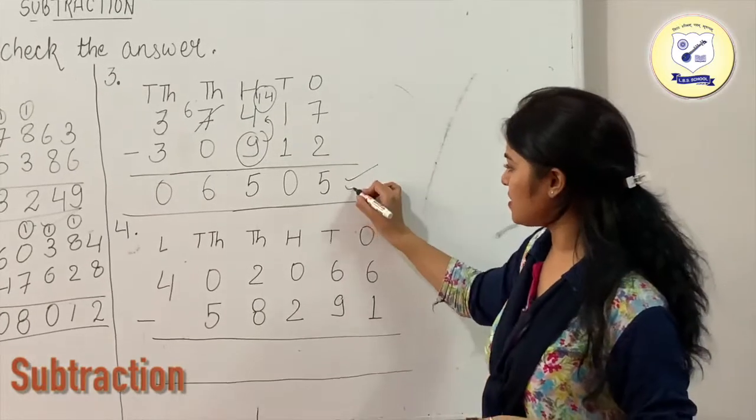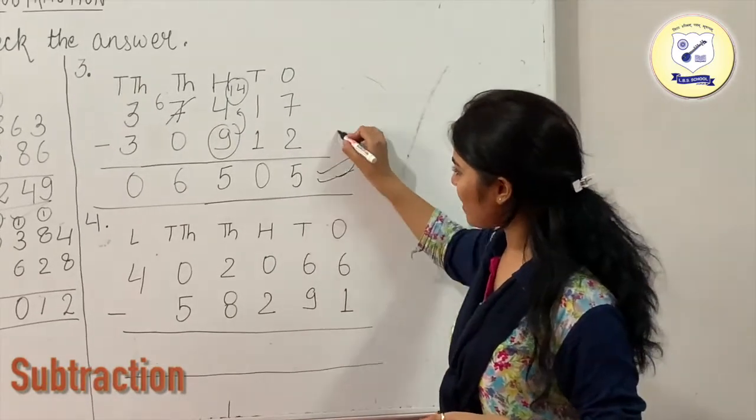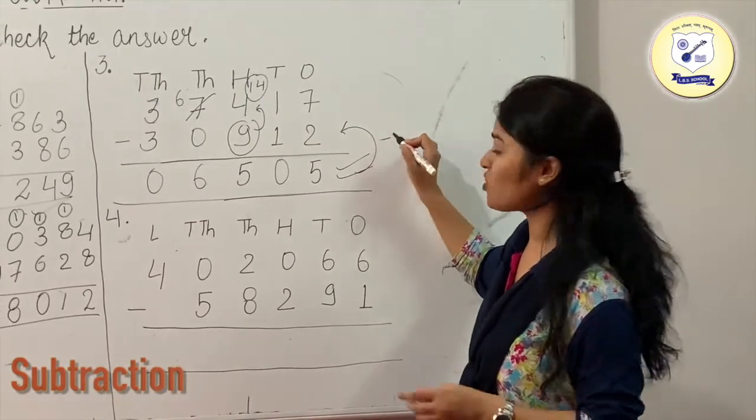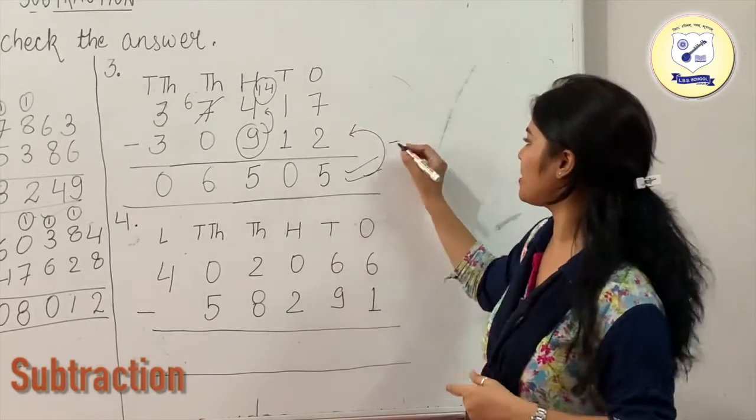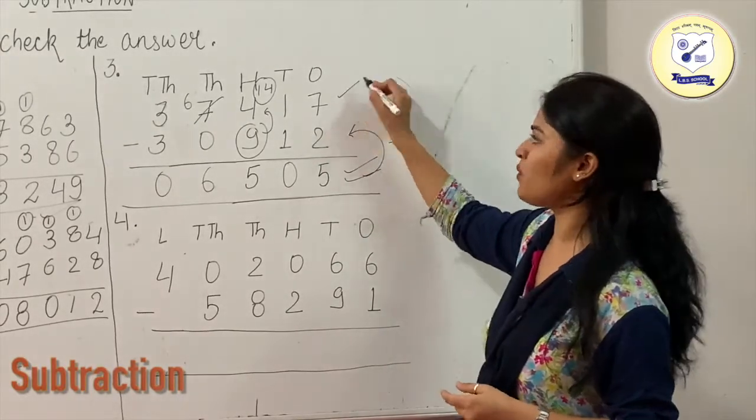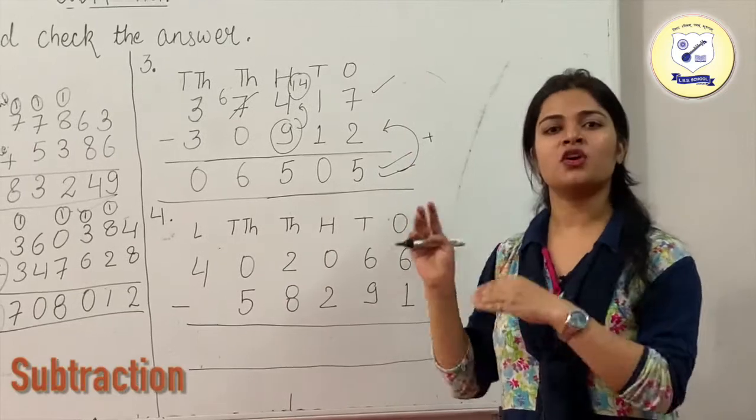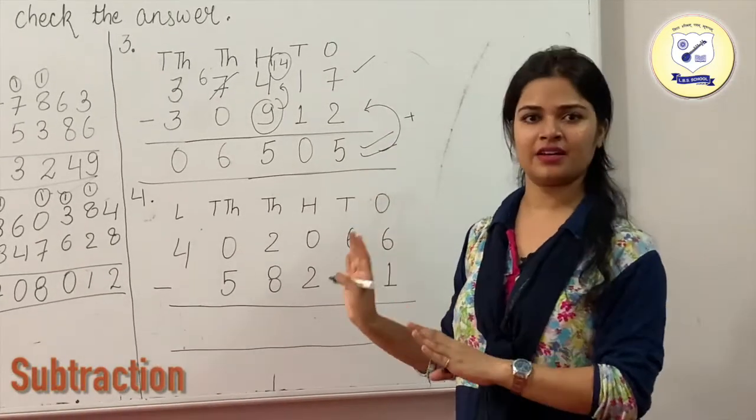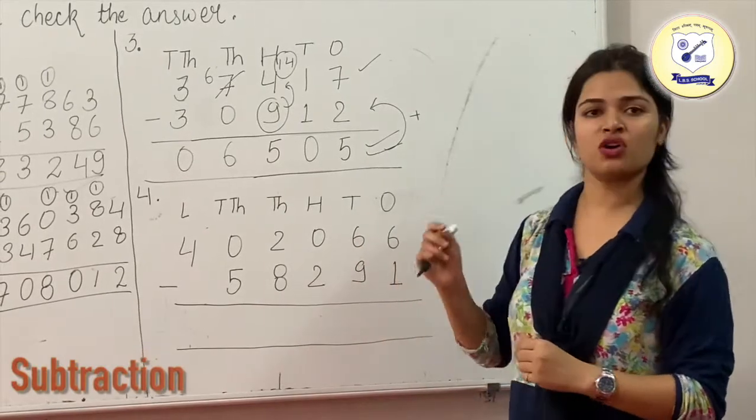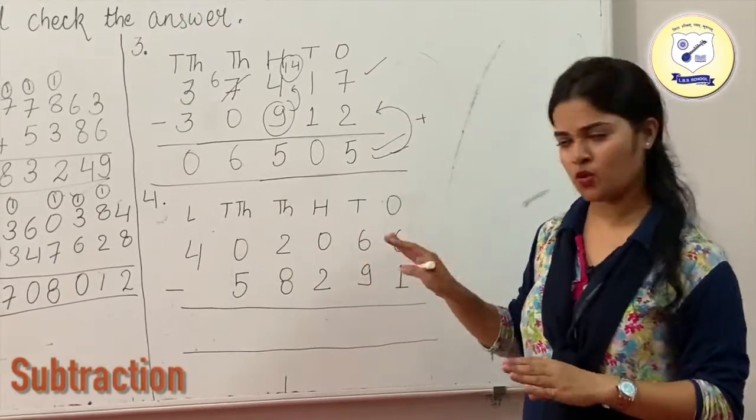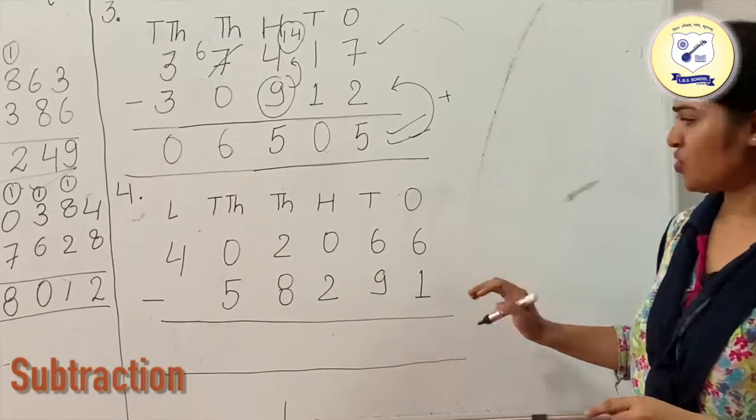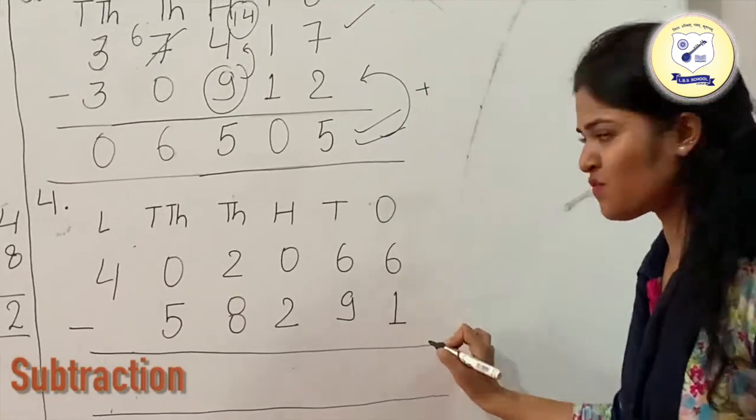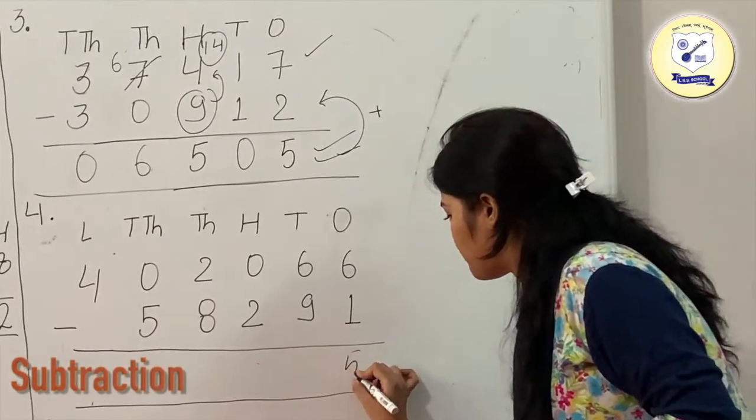For that, this is your difference. You need to add the difference with the subtrahend, and your answer should be equal to the minuend. If your answer is correct, then that means that we have done the subtraction in a correct manner. If it is not, then do the subtraction again. Okay. Now this is our fourth question. Let's do it. 6 minus 1 is 5.